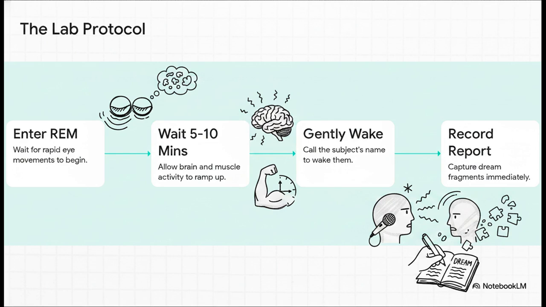Well, they use this very specific 4-step interruption protocol. First, they wait for the subject to enter REM sleep, which is characterized by those famous rapid eye movements. Second, they wait about 5 to 10 minutes for the brain and muscle activity to really ramp up. Then third, the researcher very gently calls the subject's name over a microphone to wake them up. And finally, step 4, they immediately record the dream report while the subject pieces together the fragments before they completely vanish. It's this precise, gentle interruption that gives us prime access to a dream right before it falls away.